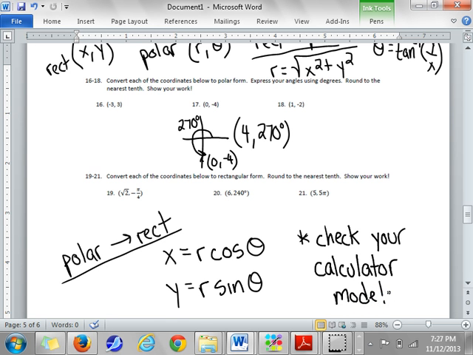Because it needs to be in degrees, right? It needs to be in whatever your angle's given in. So you can see, on this example, number 19 and number 21 are both in radians, so the calculator needs to be in radians. Number 20, the calculator needs to be in degrees. So those should probably be pretty quick for you on the test. Kind of just plugging and chugging on those.